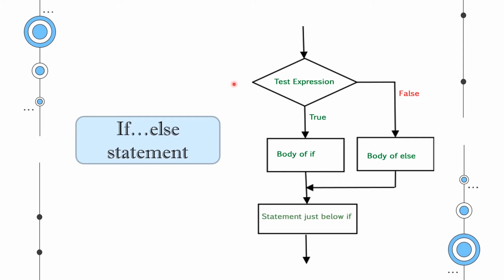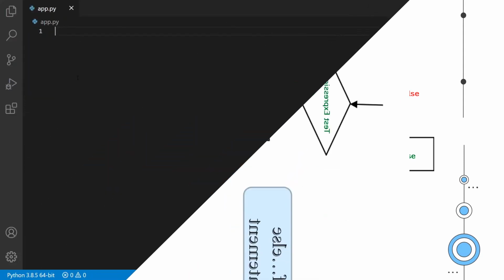First, it will evaluate the expression. If the expression is true, then it will execute the body of the if statement. And if the expression is false, then it will execute the body of the else statement. Now let's see how to use the if else statement.